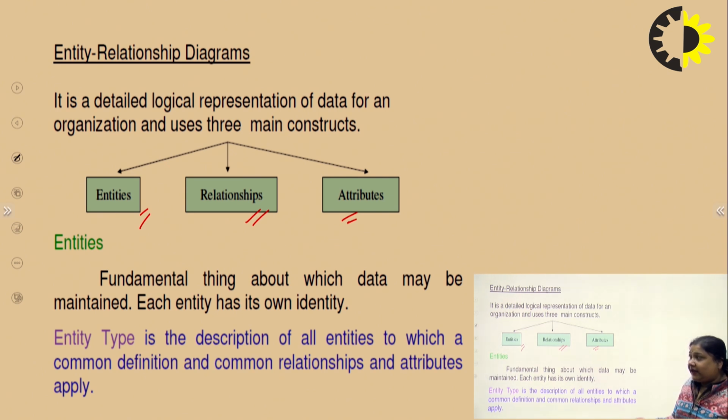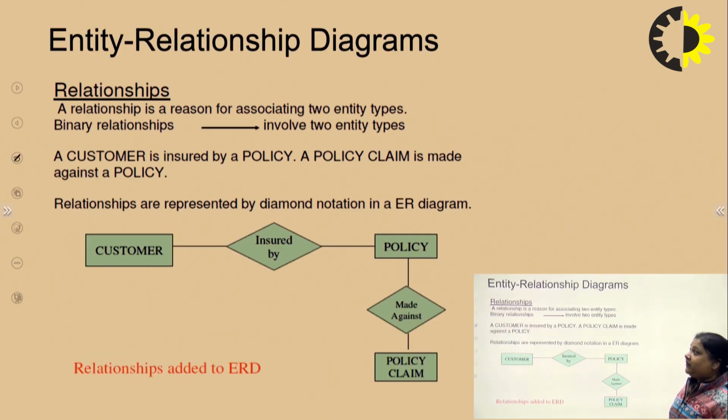Now first are the entities, the fundamental thing about which data may be maintained. Each entity has its own identity. The entity type is the description of all the entities to which a common definition and common relationships and attributes apply. So this is the entity type.